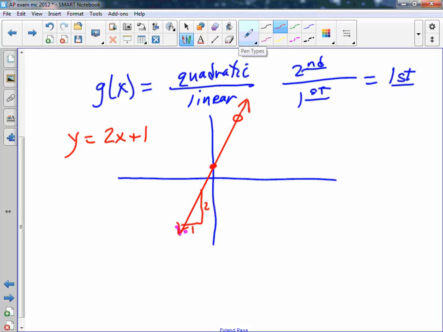Up here at 5 and at 2, there's a hole. So this particular function is continuous for all x except where x equals 2. It's not defined.